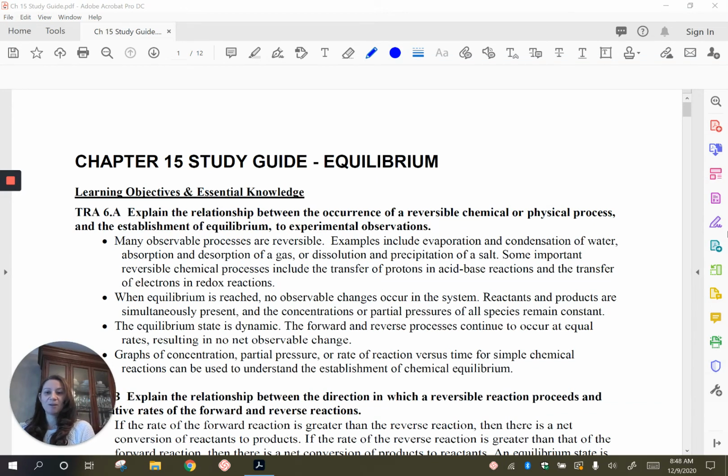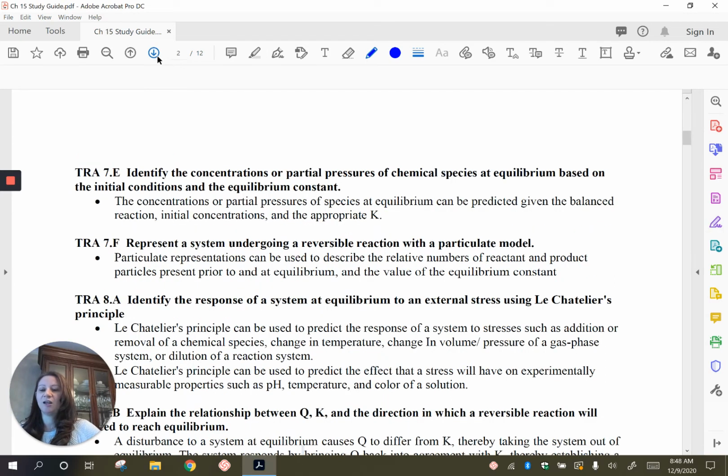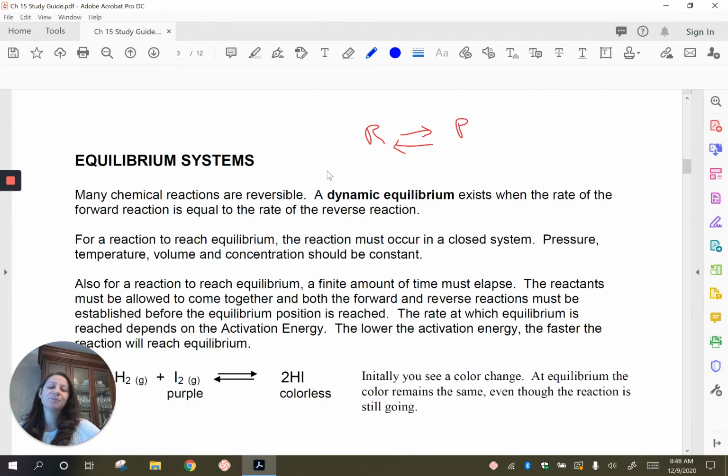We're going to start talking about chapter 15 today, which is equilibrium. And equilibrium is a very big topic in chemistry. Make sure you're reading your learning objectives. And equilibrium has to do with reversible reactions. So most chemical reactions are actually reversible.